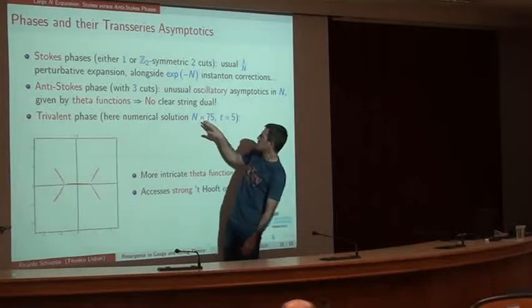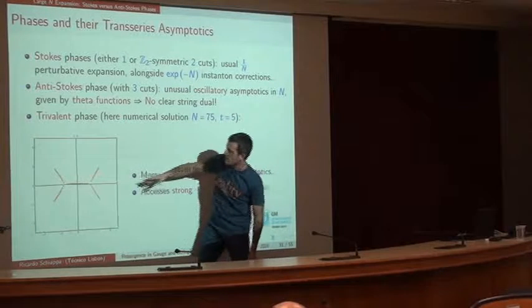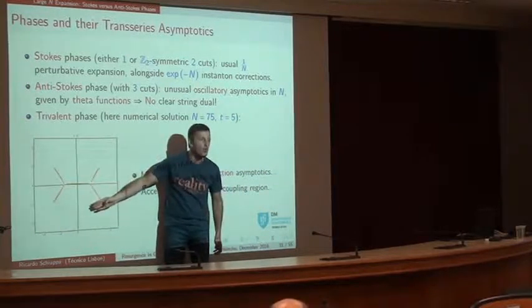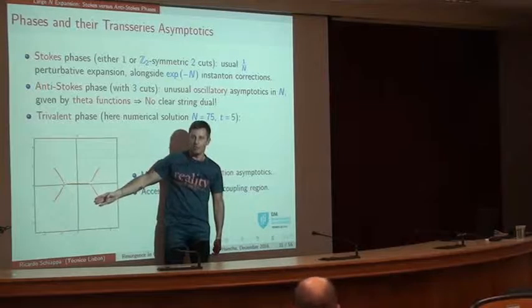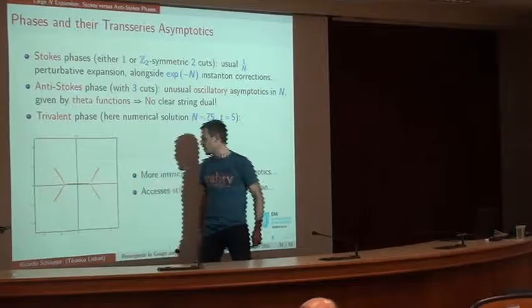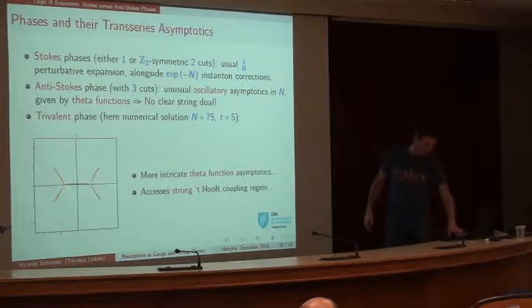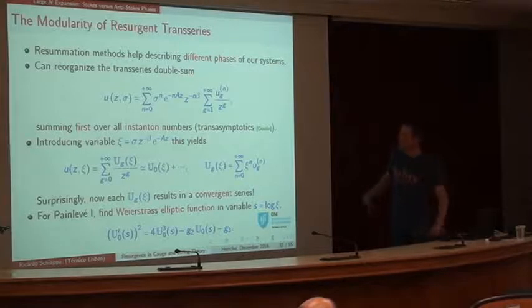Eigenvalues will now, here's a numerical example, 75 eigenvalues at 't Hooft coupling 5. This is the complex plane where I can find zeros of the orthogonal polynomials, or eigenvalues, and they organize themselves in trivalent regions, which have even more intricate theta function asymptotics. So how can we understand analytically these regions?